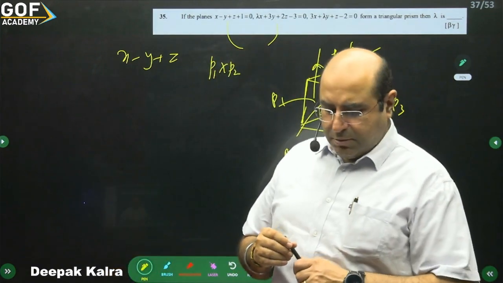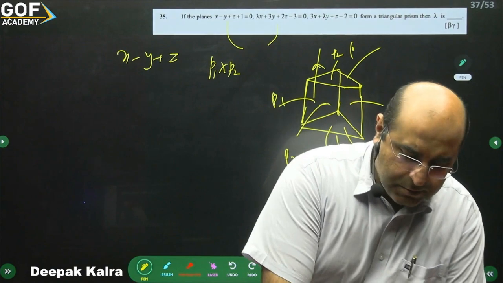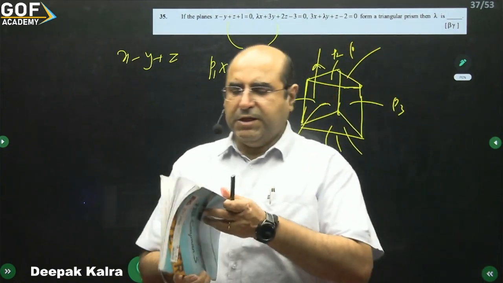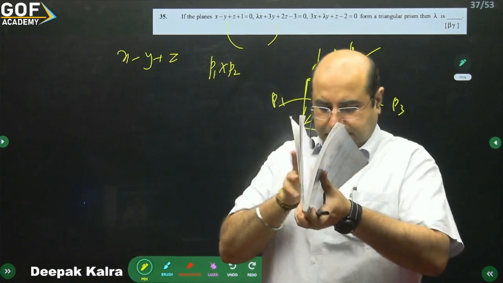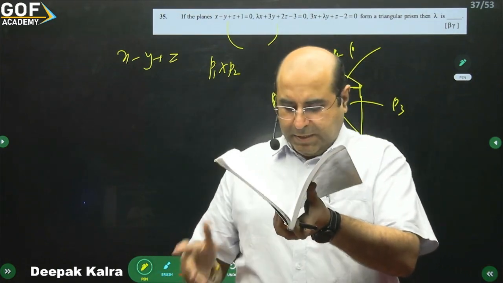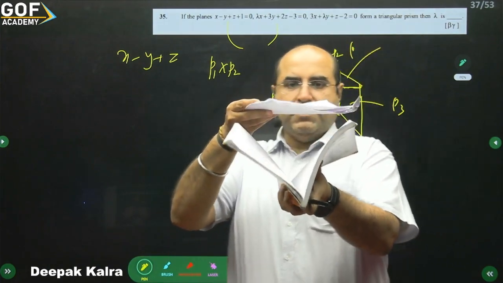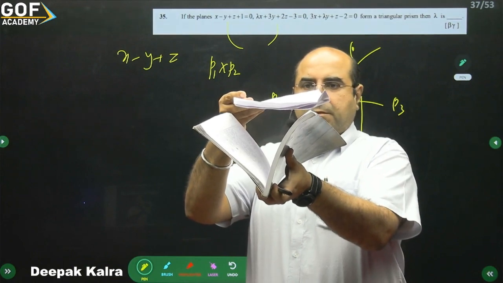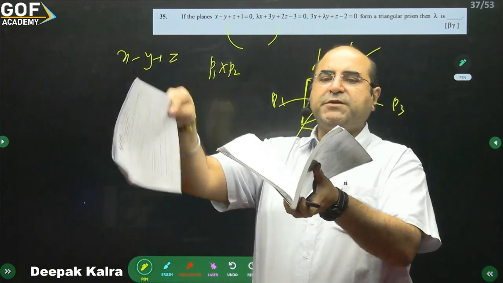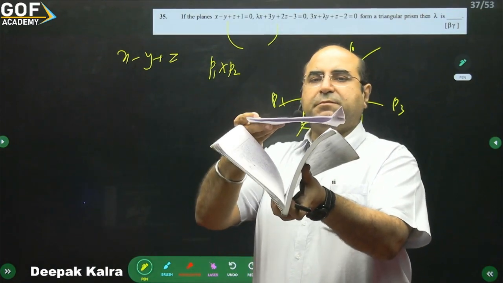How do I tell you? See, this is one thing, okay, and this is another thing. This is the triangular prism. Can you see that? This hollow surface you leave, this and this. This is a triangular prism. Can you see that?